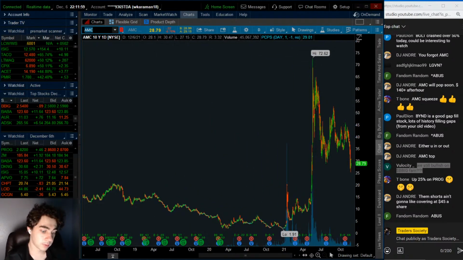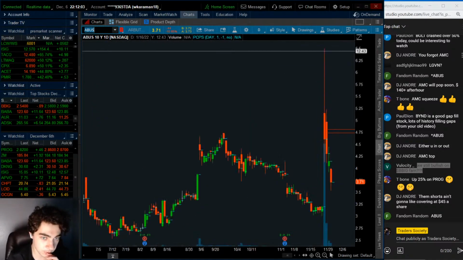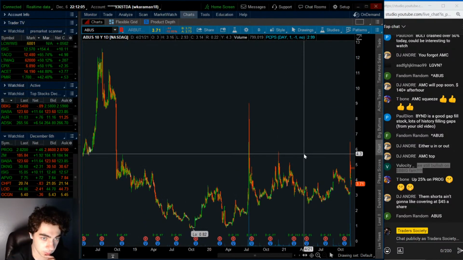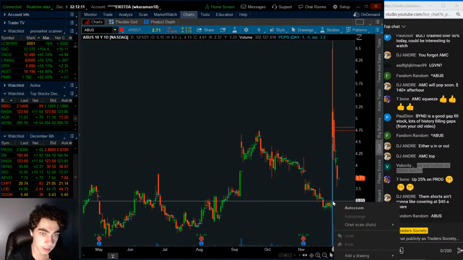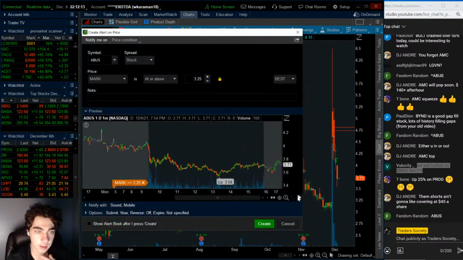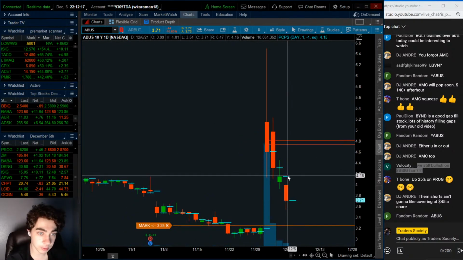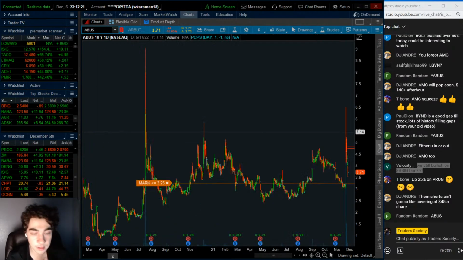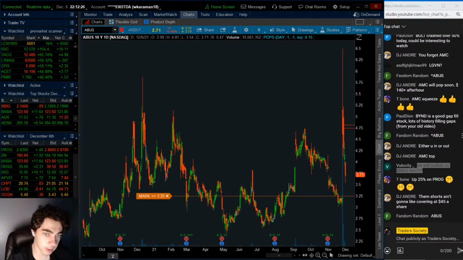So ABUS, this has some potential. It's headed back towards 320. So until then, just wait and see how it reacts. If you see signs of a reversal at that level, it's starting to trend back up, then you could look to ride this back up towards the gap fill play at $4.15. That'll be an interesting one to keep an eye on as well.